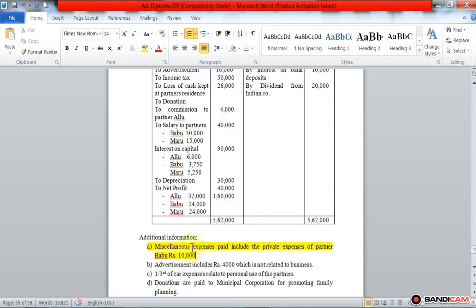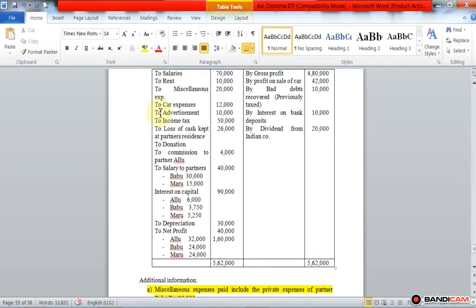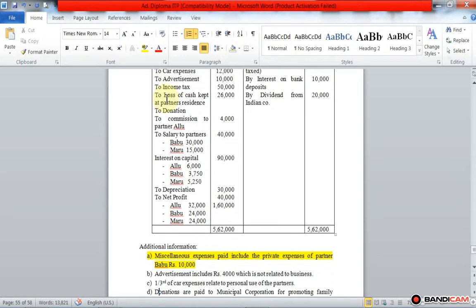So find the miscellaneous expenses in the profit and loss account and make a star in front of miscellaneous expenses, because additional information is given on miscellaneous expenses, that is 10,000 is included in miscellaneous expenses which is related to the private expenses of Mr. Babu, rupees 10,000. Okay, so here we make a star in front of miscellaneous expenses.